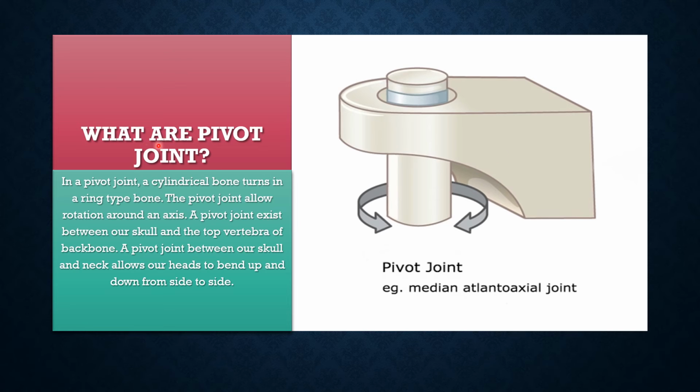What are pivot joints? In a pivot joint, a cylindrical bone turns in a ring-type bone. The pivot joint allows rotation around an axis. A pivot joint exists between our skull and the top vertebra of the backbone. A pivot joint between our skull and neck allows our head to bend up and down and from side to side.